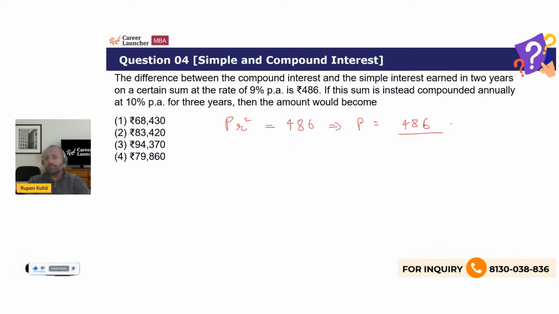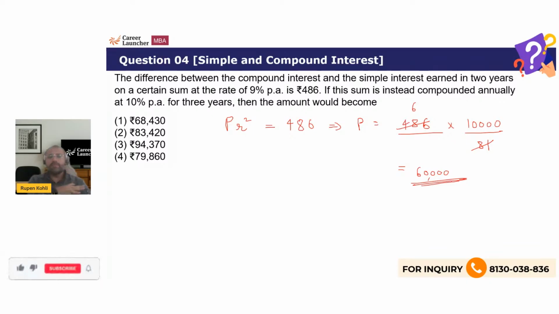So we can say 100 by 9 whole square, so into 100 square, which is 10,000, divided by 9 square, which is 81, right? So this 81 is perfectly cancelling over here. I can see that 81 into 6 is 486. So this principal is coming to be what? 60,000 bucks. Right. So that is your principal. But that's not what the question is asking. But from here, we proceed further.